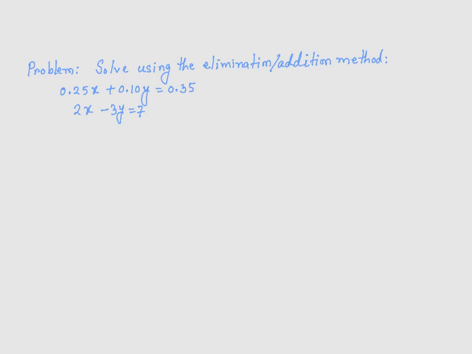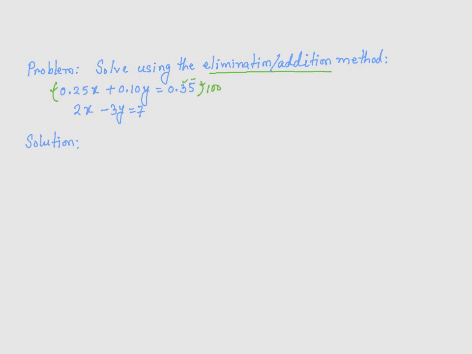In this video, I am going to solve this system of linear equations using the elimination/addition method. Before I solve the system, I am going to take the first equation and simplify it. There are decimals involved here, so I am going to get rid of the decimals by multiplying both sides of this equation by 100, because there are two digits after the decimal, that's the most.